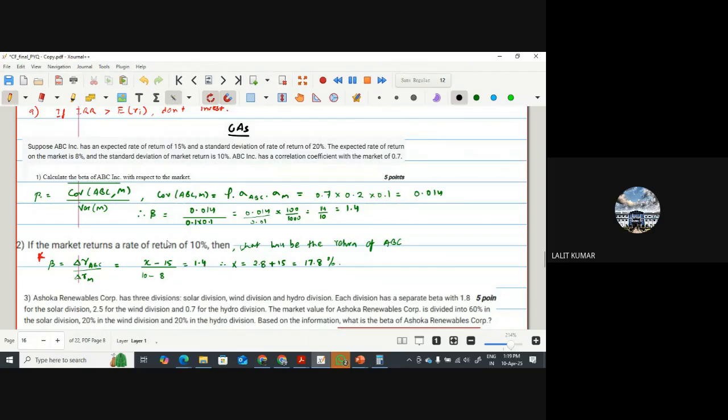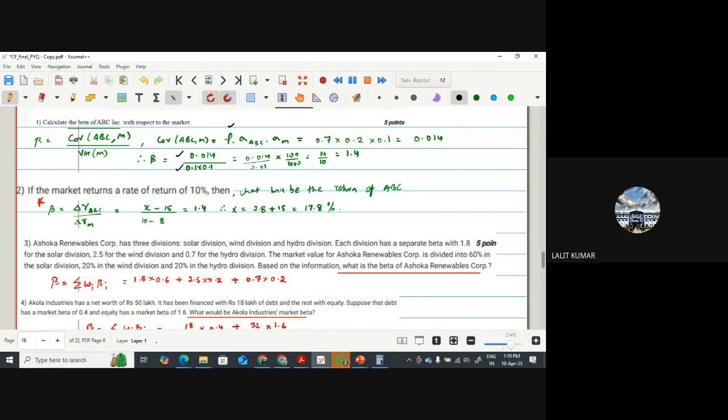Okay, in the GSK, the first question is about calculating the beta. In this, they have given the correlation coefficient. So once the correlation coefficient is given, the covariance of ABC and market will become correlation coefficient into standard deviation of ABC into standard deviation of market. By using this, you calculate the covariance and put this covariance divided by the variance of the market.